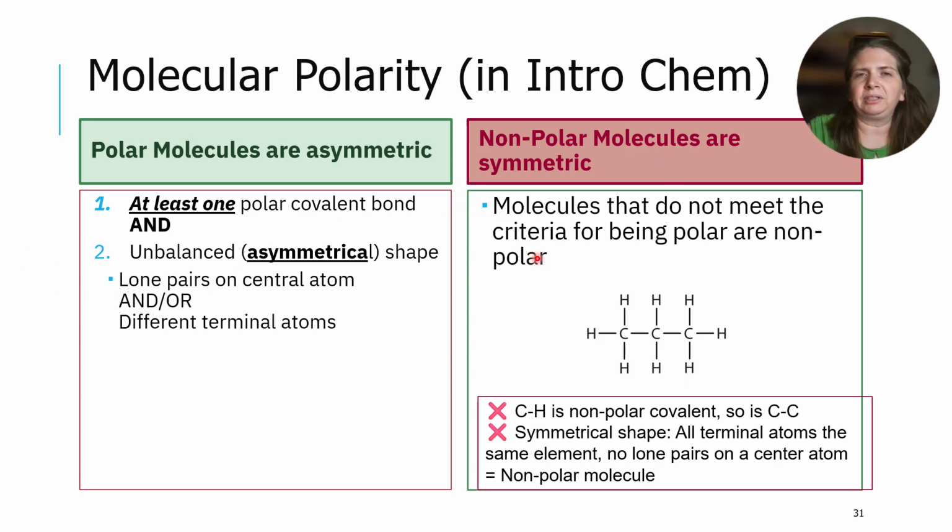For example, consider propane. The carbon-hydrogen bonds are essentially nonpolar covalent, and the carbon-carbon bonds are also nonpolar covalent. And the molecule is highly symmetrical because all terminal atoms are hydrogen, and there are no lone pairs on any of the carbon atoms. Propane is a nonpolar molecule. In fact, all molecules made out of only carbon and hydrogen atoms are nonpolar molecules.